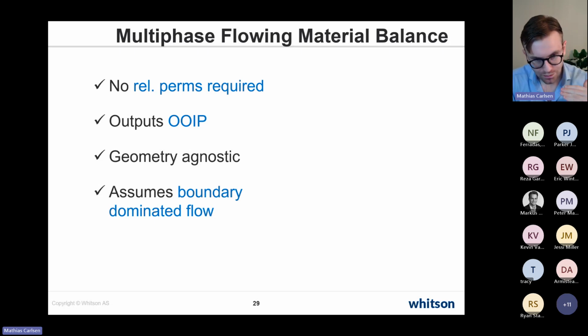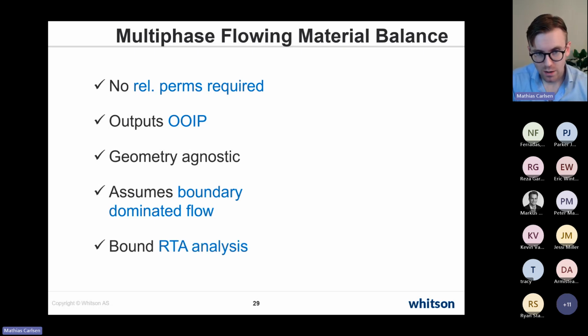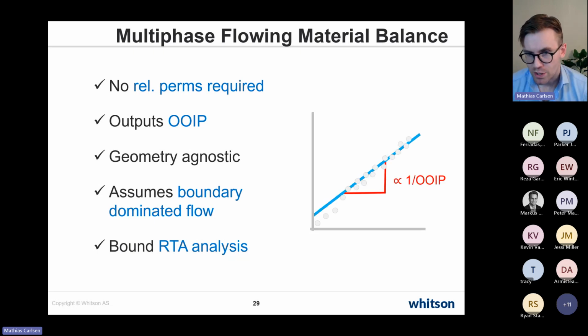Okay, so in practice, you use it a lot to bound your RTA work, especially on the low side. If you get anything lower than this, it's wrong. So it's very good, especially when you're working with bad data. And sometimes you have had enough time such that you use it to say with certainty that you're in full boundary dominated flow. The diagnostic plot is super simple.